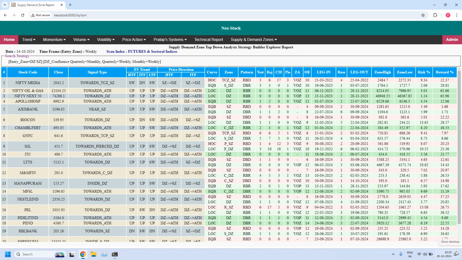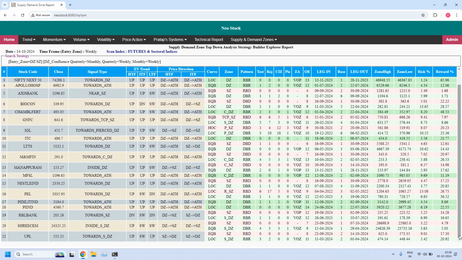We got around 20 or 21 stocks. These are the first 19 stocks. I am scrolling the list down. So a total of 21 stocks are filtered.